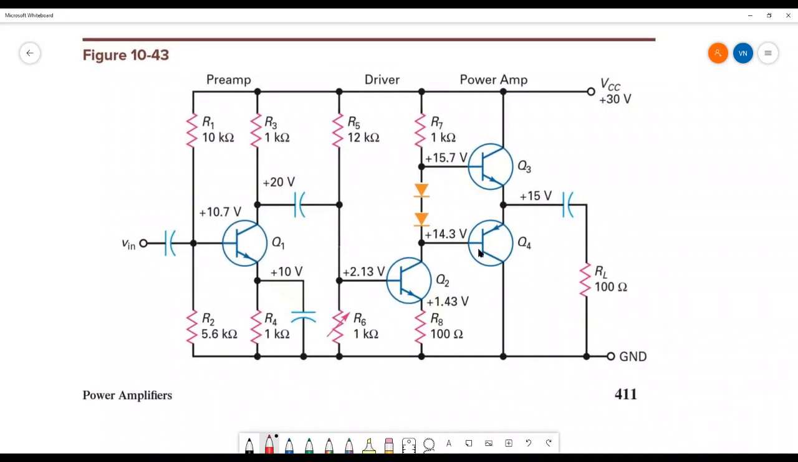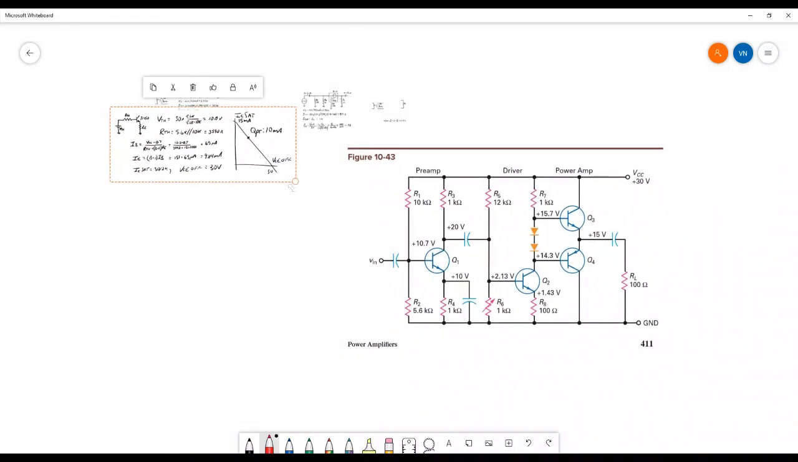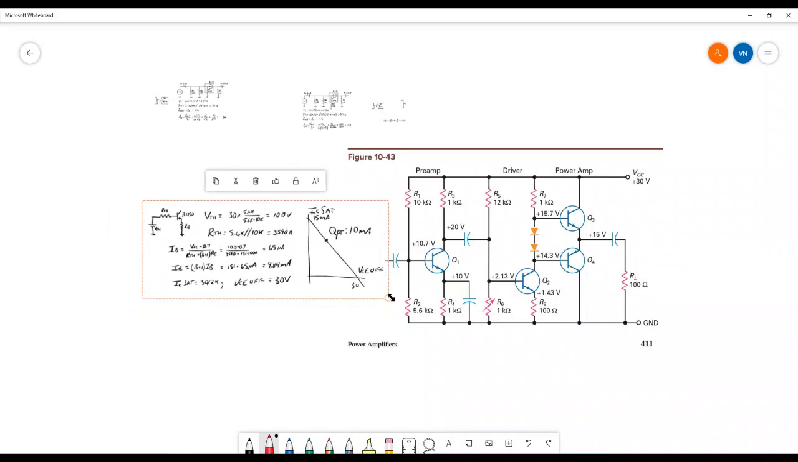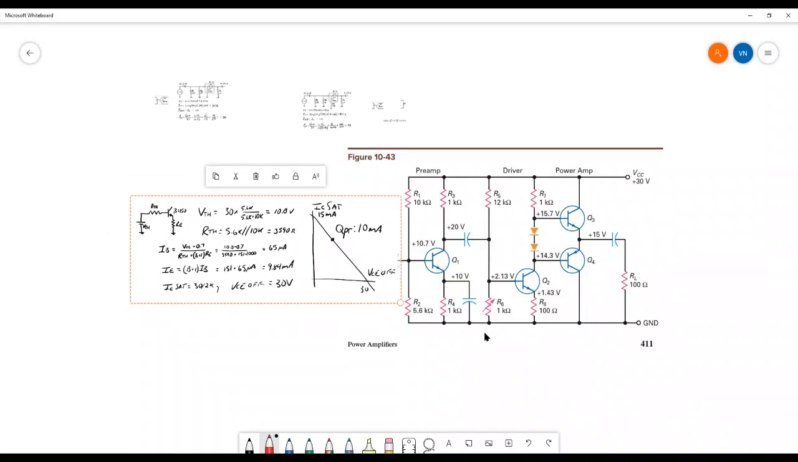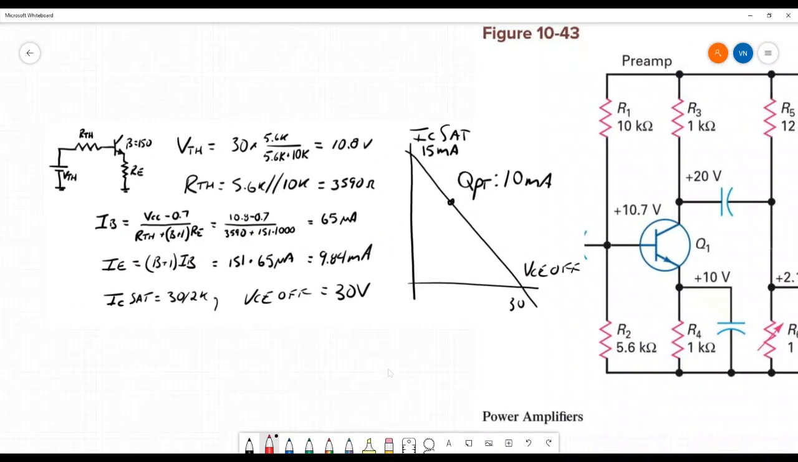So let's zoom this out and grab the DC calculations. Now the DC calculations are done pretty much like we always do them. This is the DC calculations for the preamp only. For the preamp, you need to reduce it to a base drive circuit, so you find VTH and RTH. So I'm multiplying it out here.